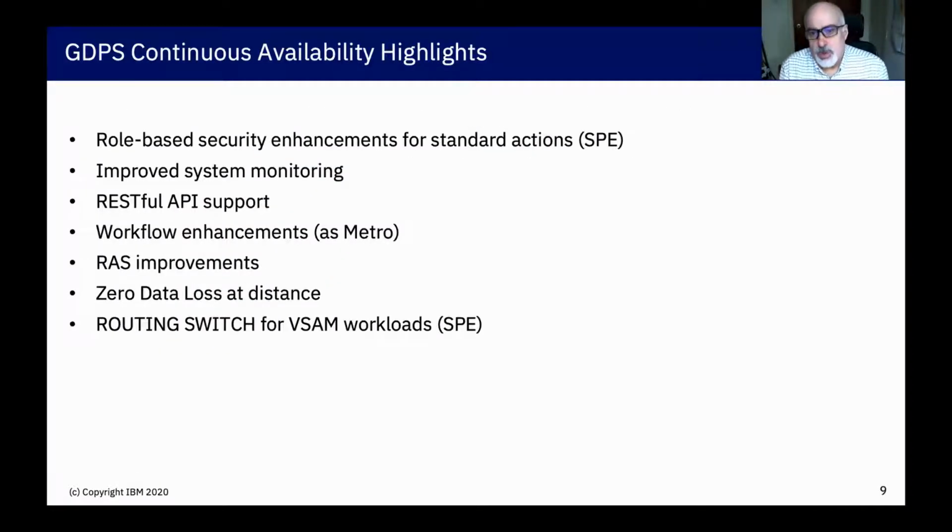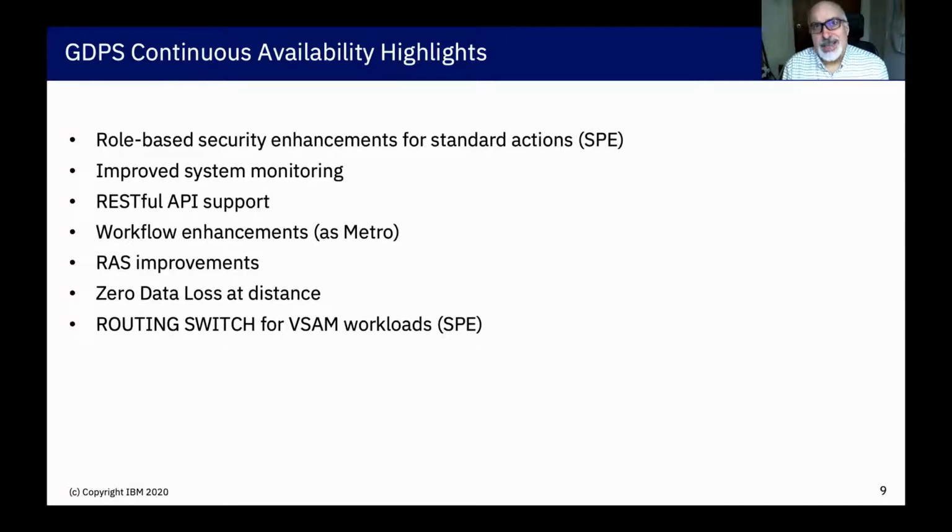We have a number of other enhancements for GDPS continuous availability. Again, they've picked up some role-based enhancements from a security perspective. Improved systems monitoring. We've released the API support, so the REST API is available for GDPS CA. It also inherits the workflow enhancements, and a number of, let's say, more minor RAS improvements. But the two biggies, or the one biggie that's certainly released and one that's still, I think, work in progress but may well be soon to be released, is the routing switch for vSAN workloads.